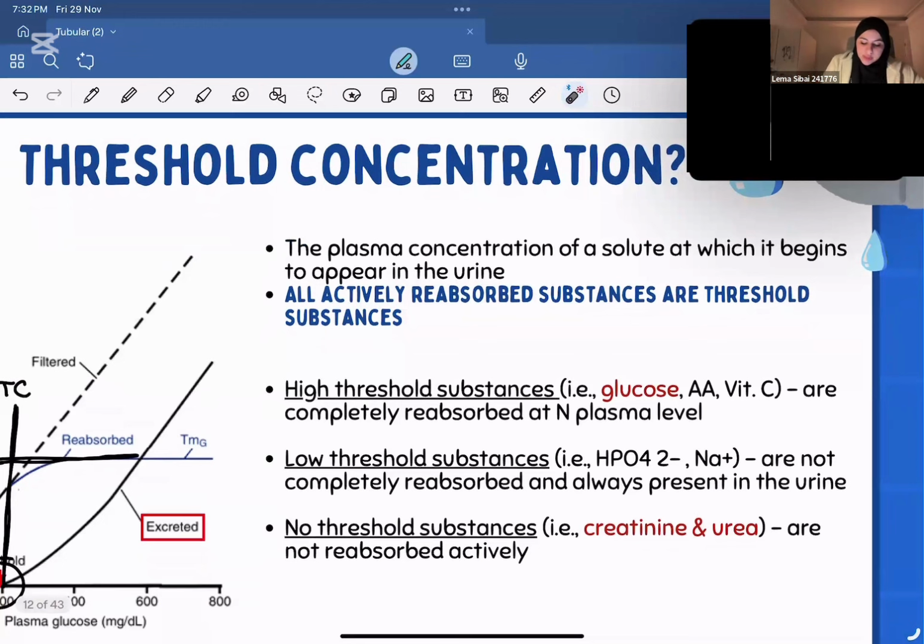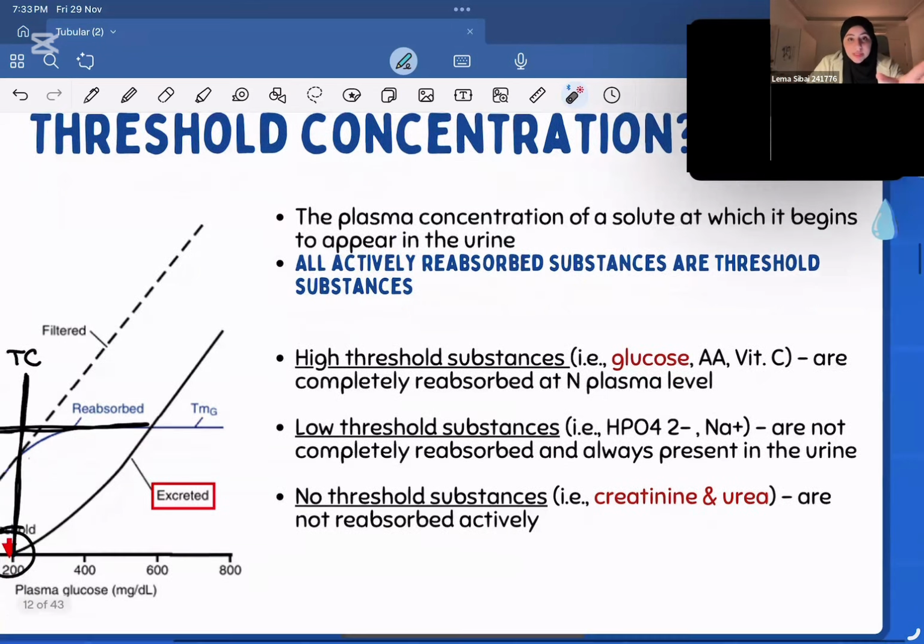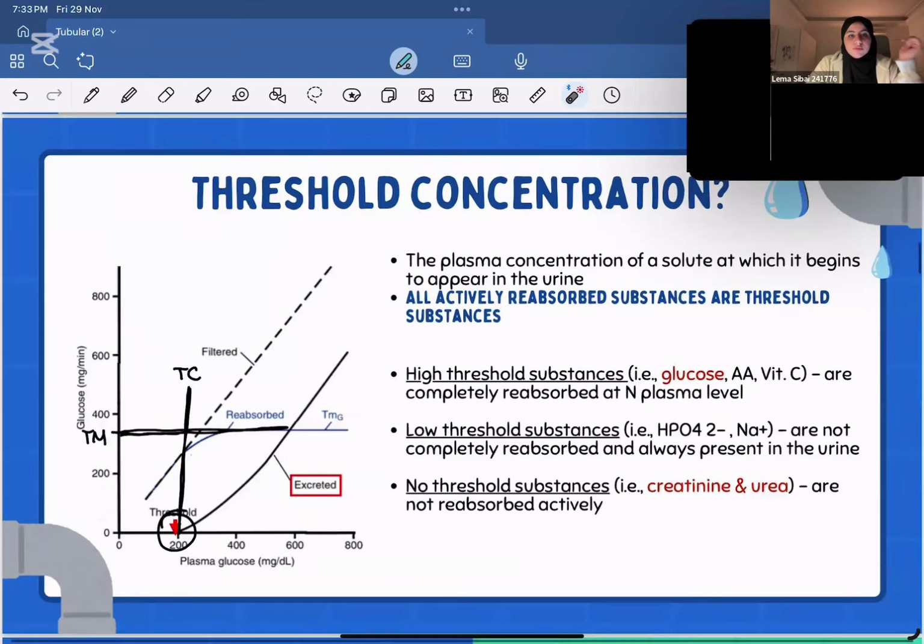And just to continue on that point, there are some high threshold substances, and this includes glucose. The most important one is glucose. Glucose is completely reabsorbed. High threshold substance just means that it's completely reabsorbed. Low threshold substances means substances that aren't as reabsorbed as glucose or amino acids, such as sodium. And no threshold substances, like substances that don't get reabsorbed at all, like urea and creatinine, are considered low threshold substances. Does that make sense? I can repeat this if anyone's confused. If not, I'll continue.